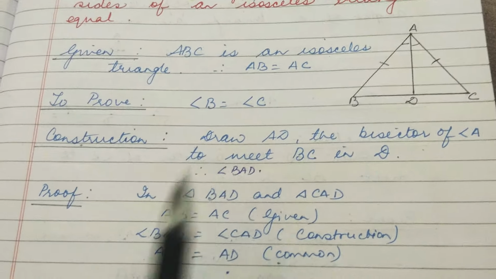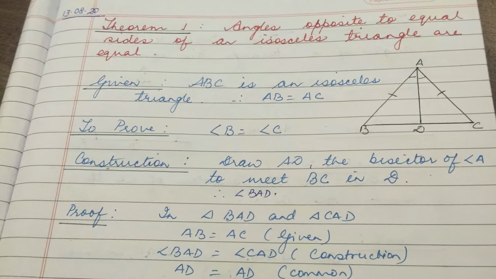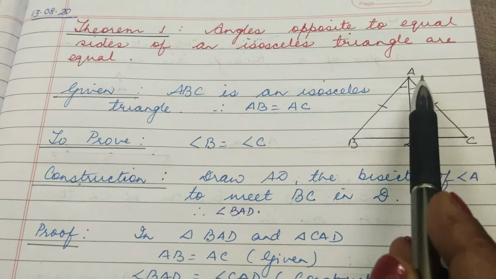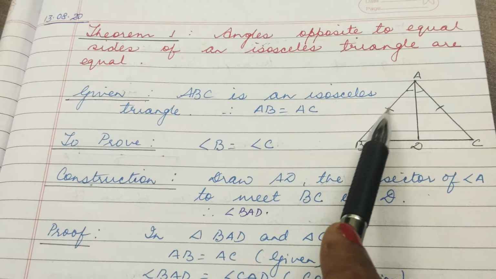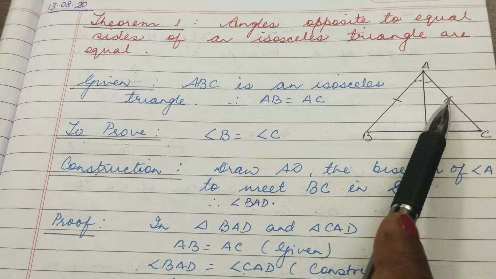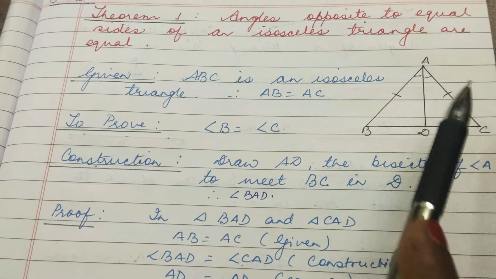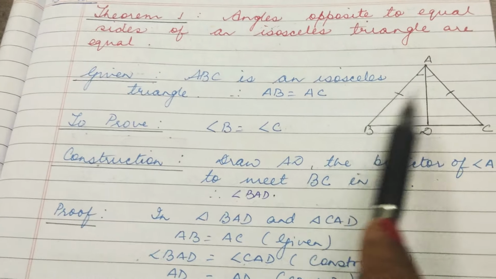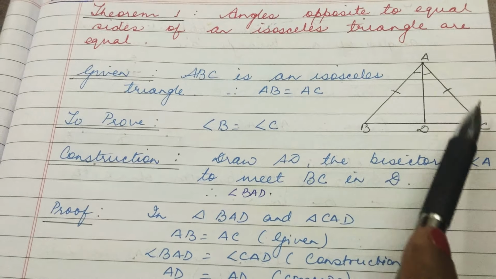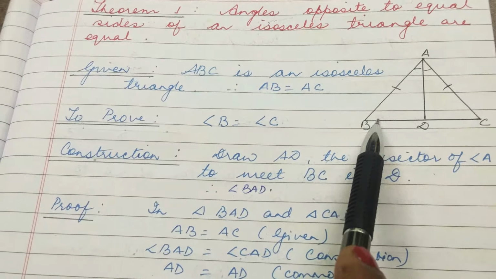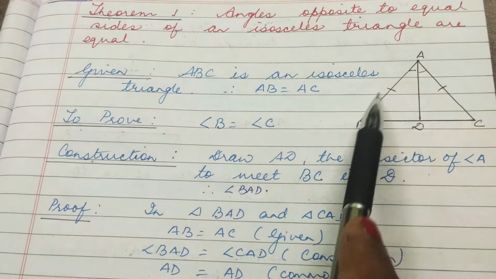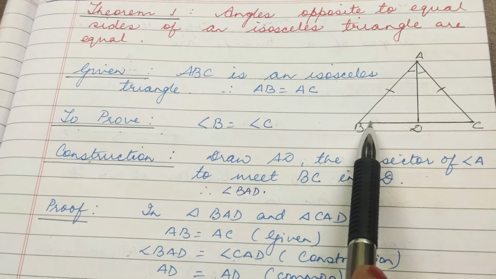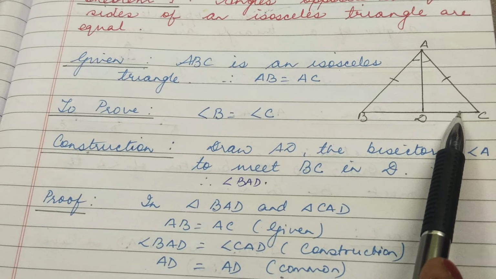We have to prove that the angles opposite to equal sides of an isosceles triangle are equal. Given: ABC is an isosceles triangle. Since it is an isosceles triangle, AB is equal to AC. We have to prove that angles opposite to equal sides are equal. What is the angle opposite to AC? That is angle B. And what is the angle opposite to side AB? That is angle C. So we have to prove that angle B equals angle C.